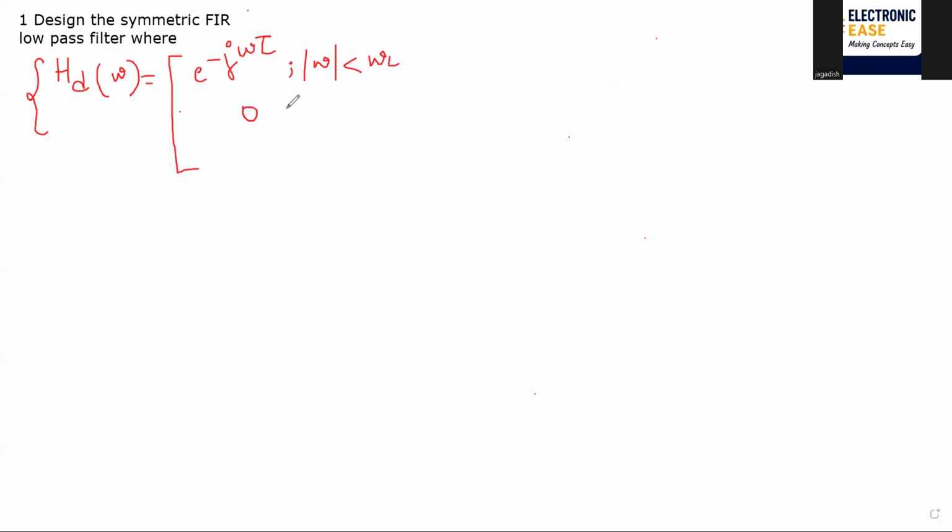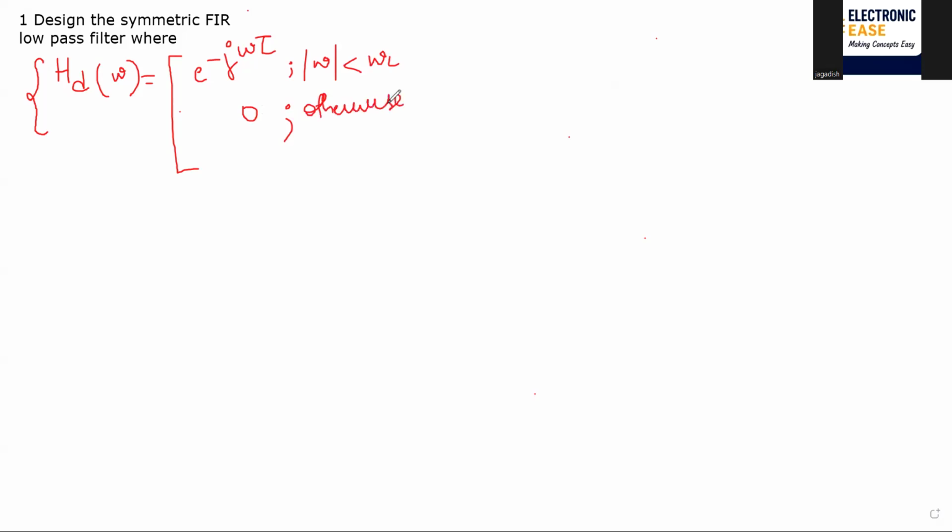Where there are two cases they have given in the question, that is HD of omega is equal to e to the power of minus j omega tau, where the angular frequency is lesser than the cutoff frequency omega c, and zero otherwise. So this is the question they have given.